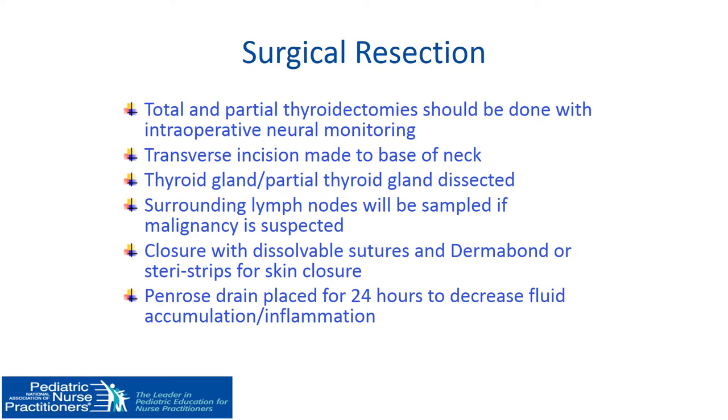A transverse incision is made at the base of the neck. The thyroid gland is then dissected, either partial or total. The surrounding lymph nodes will be sampled if malignancy is suspected. And then the closure is dissolvable sutures under the skin. And then on the neck, you'll have the Dermabond, which is a glue, or Steri-Strips, which flake off on their own. So there's no real sutures needed. A Penrose drain is placed for 24 hours to decrease fluid accumulation and inflammation.